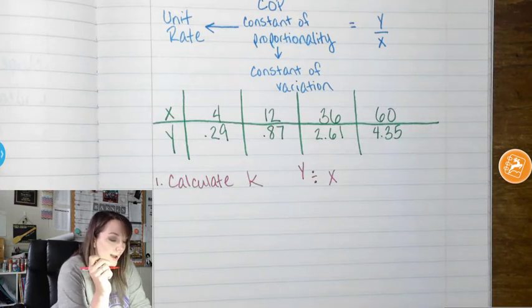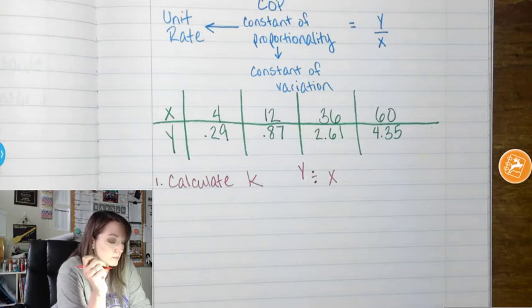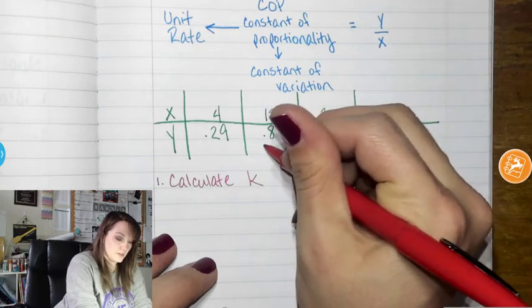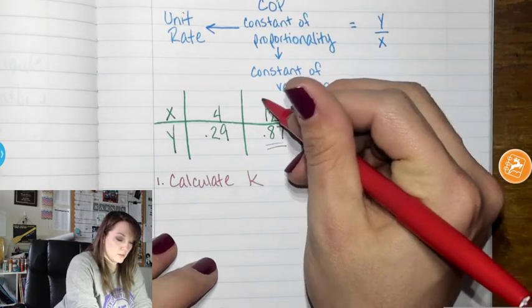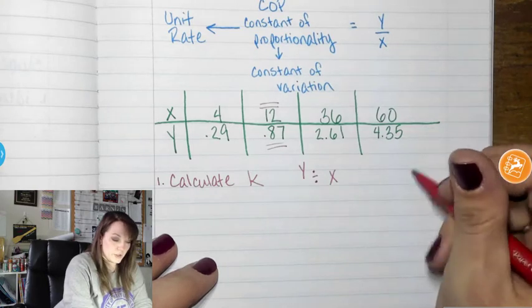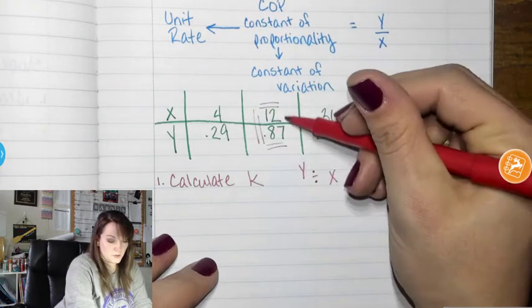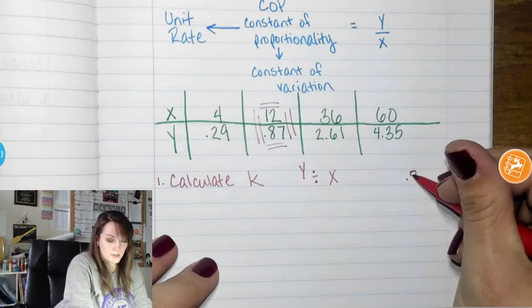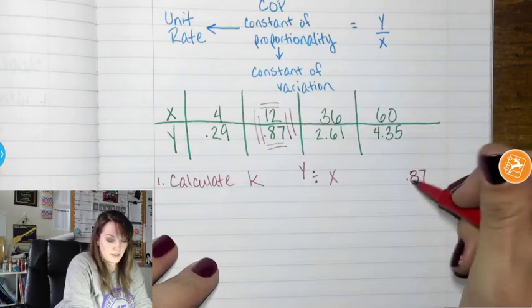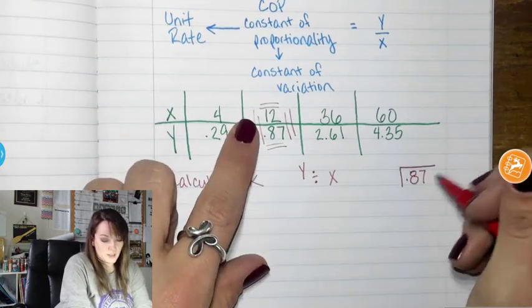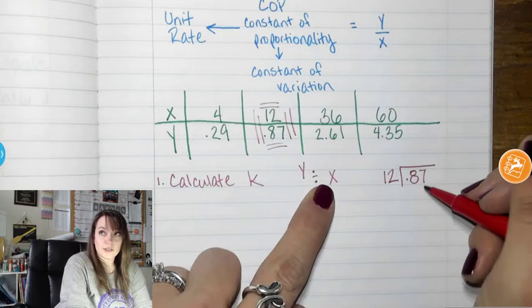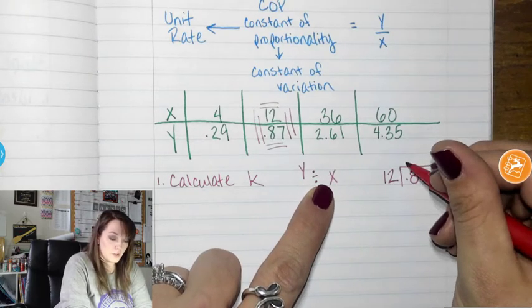So pick a y. Any of those y's. 0.87. Okay. We're going to pick this one, and then this one. So we're going to do 0.87 divided by 12. Y goes in the house. X goes outside. Decimal goes straight up.